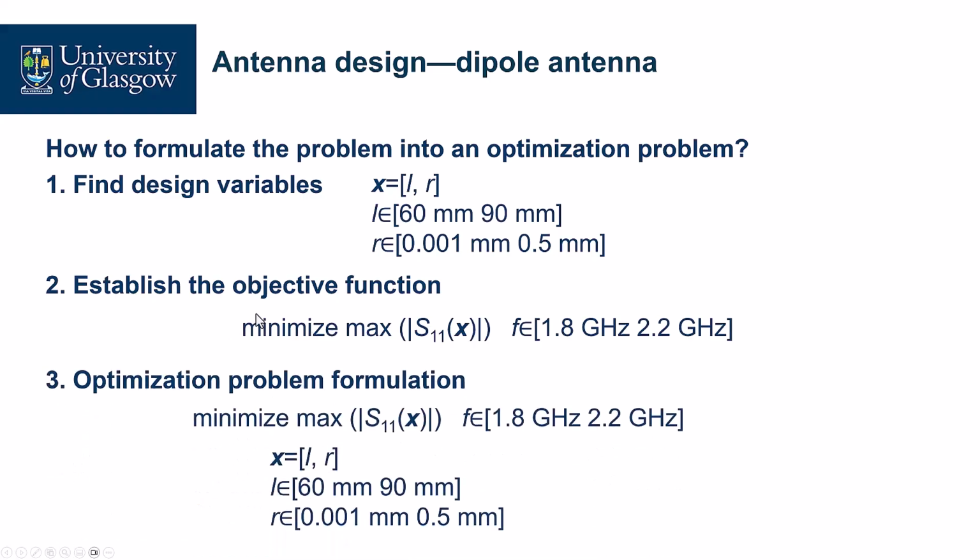So now the problem is formulated. We have the objective function, and we have the design variables, and each one has a search range. The optimization problem is formed. For the next step, we can solve this problem.